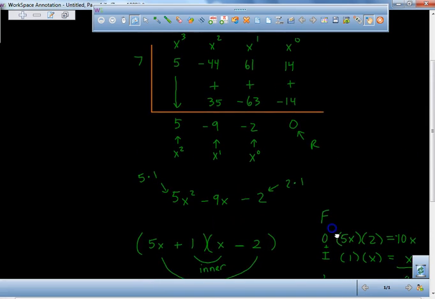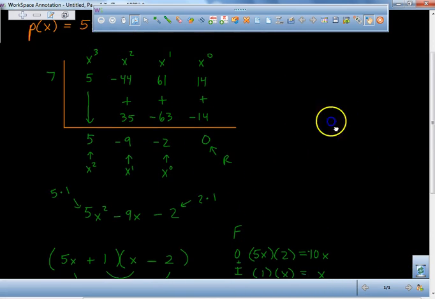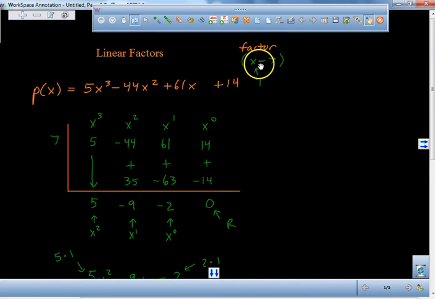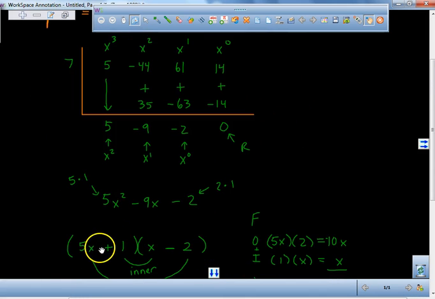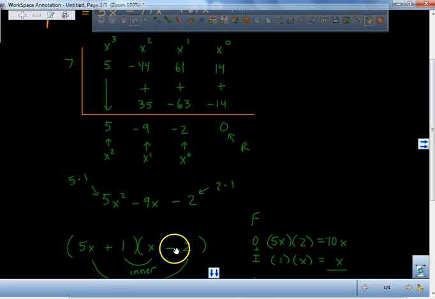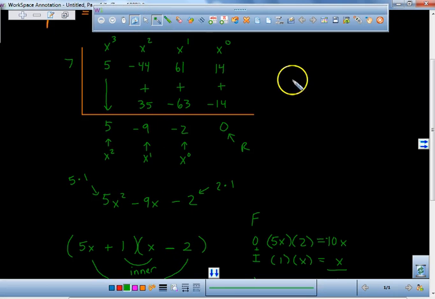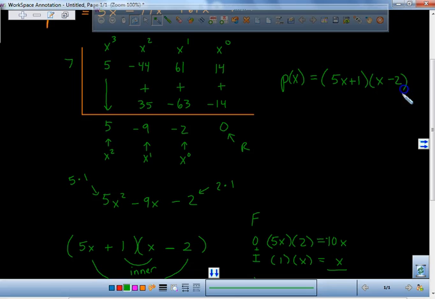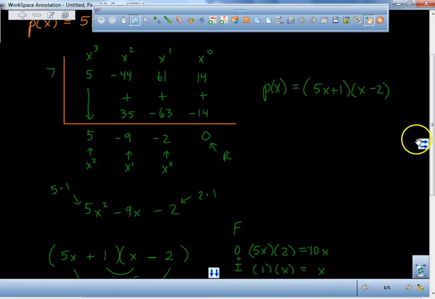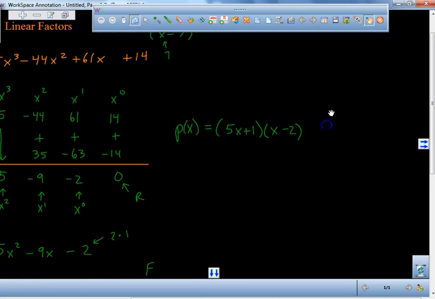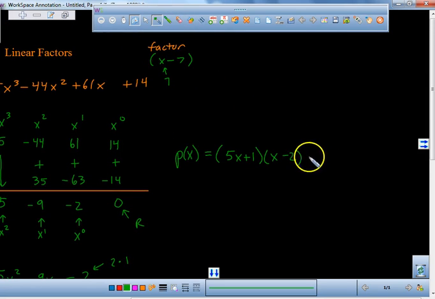All right, so listen up. Here's our final answer. You guys ready? What is one of our factors? x minus 7. What are the other two factors? 5x plus 1, and the other is x minus 2. So here we go. The final answer that we're going to write is, I'm going to lead with the 5x plus 1. I'm going to follow it with the x minus 2. And by the way, order does not matter here. Remember, we're just multiplying. And then we're going to finish it with the x minus 7.